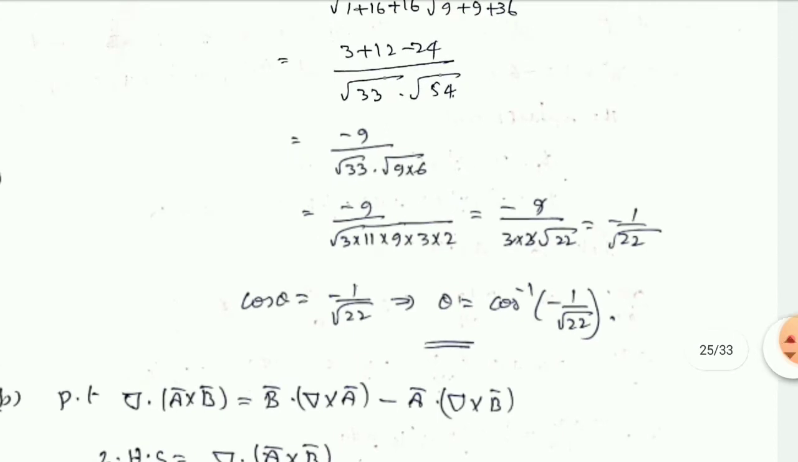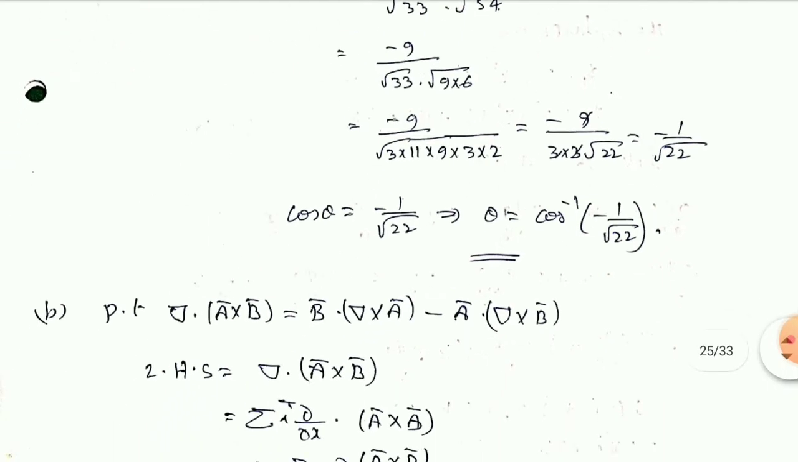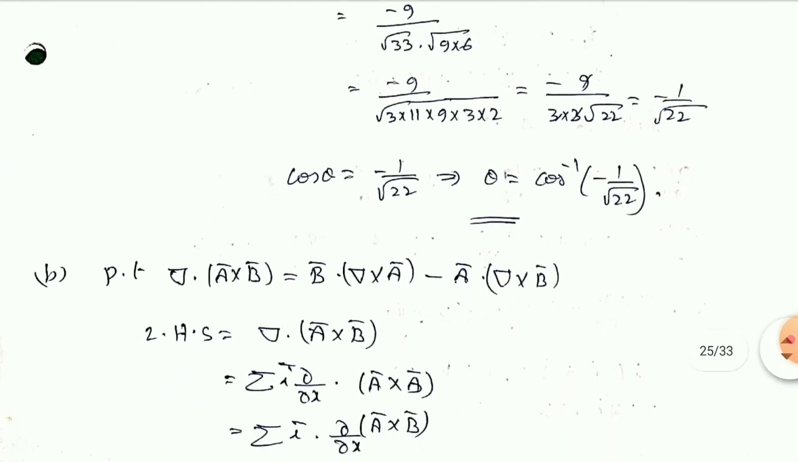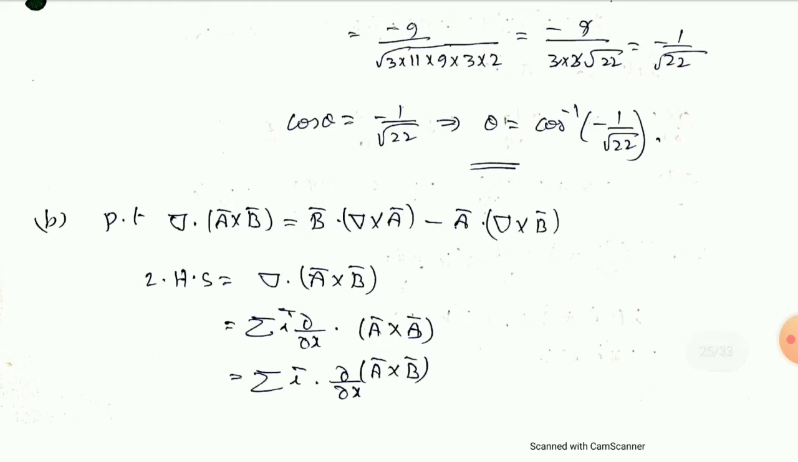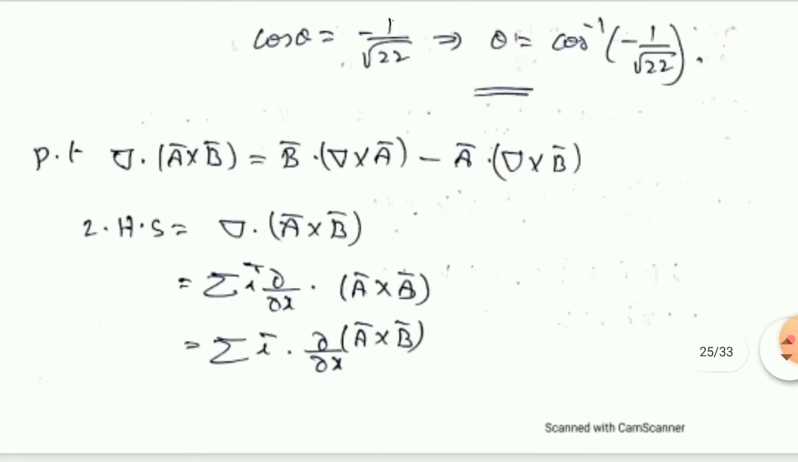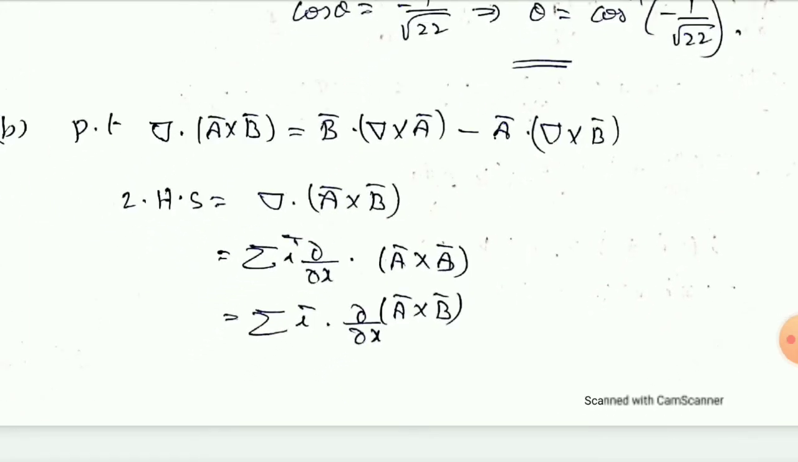Only a scalar is given, which we converted into a vector, and for that vector you calculate the normal vector and you can find the answer. Now similarly, 8th B bit. They have given: prove that del dot (a bar cross b bar) equals b bar dot (del cross a bar) minus a bar dot (del cross b bar). I'm taking only the left hand side.